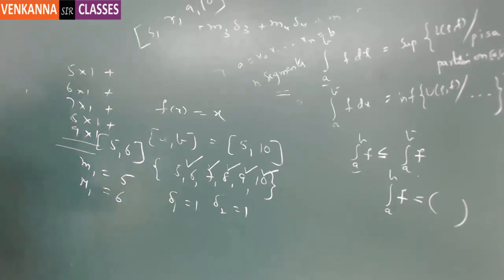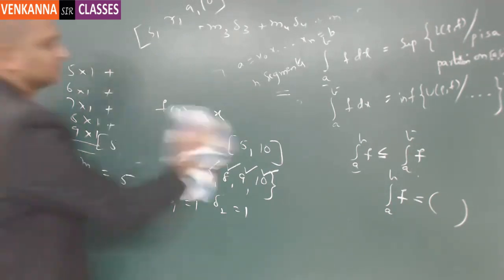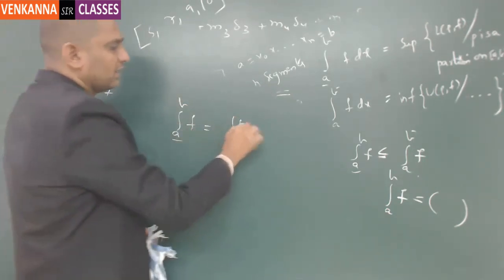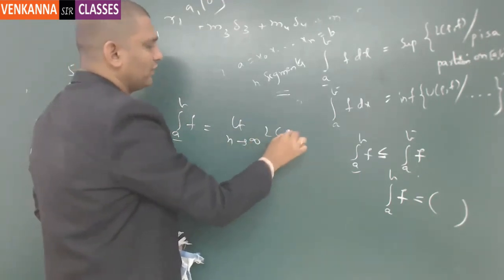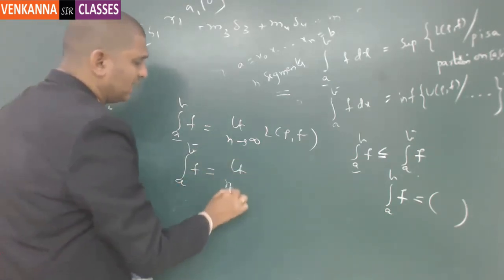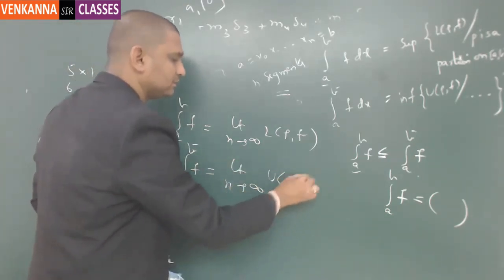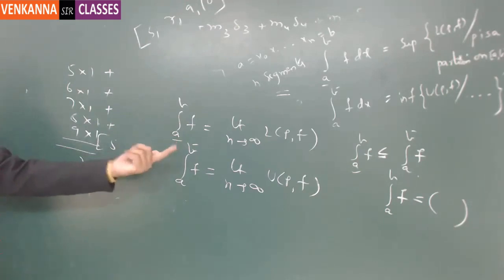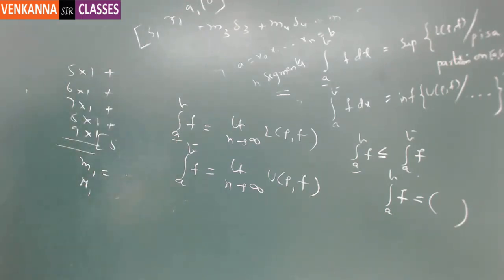So the lower integral will be defined as limit n tends to infinity LPF, and the upper integral will be defined as limit n tends to infinity UPF. Whenever these two values are equal, you are getting a single unique number, that is called the integration value of the function. In this way, the concept was defined earlier by Riemann. Later, Lebesgue modified that, but we are just reading about the Riemann integral only and its properties.